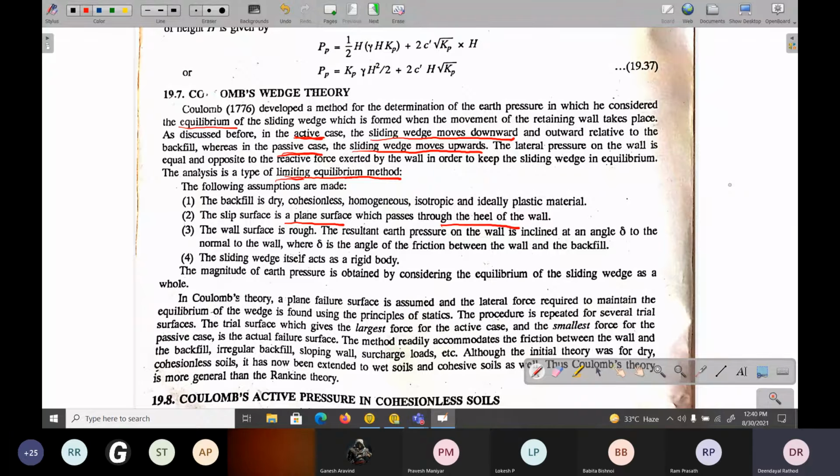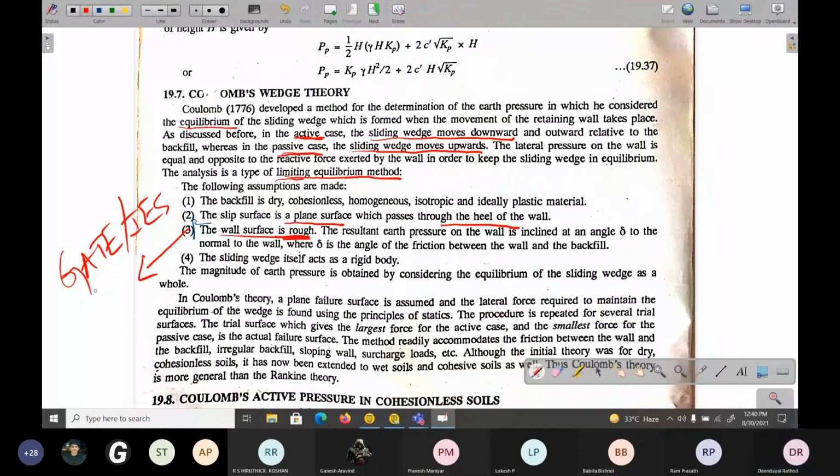The wall surface is rough. This is very important, as I said. The wall surface is rough. Rankine assumed the wall surface is smooth and vertical, and this particular person assumed that the wall is rough. Okay, this is very important. The wall surface is rough and the earth pressure on the wall is inclined at an angle of delta.